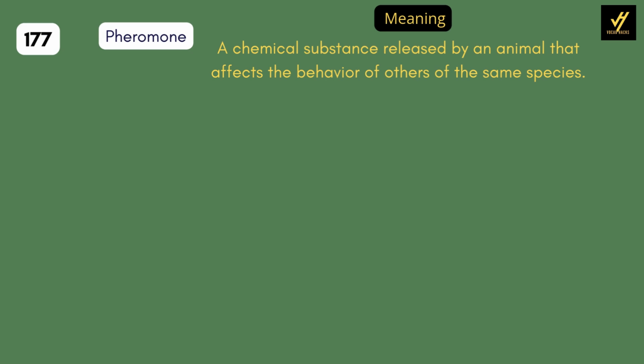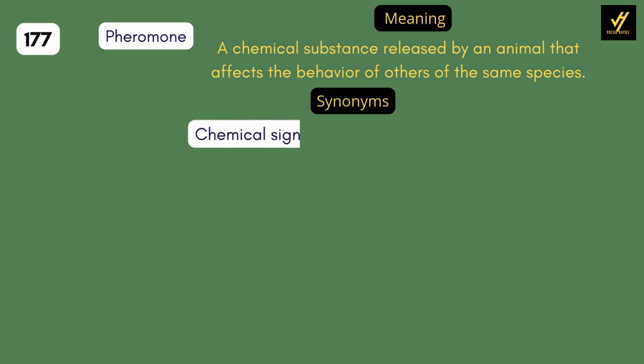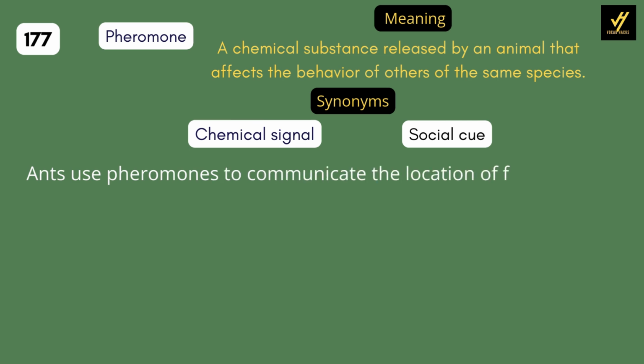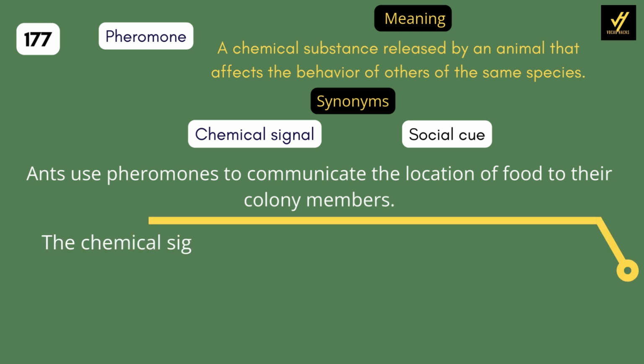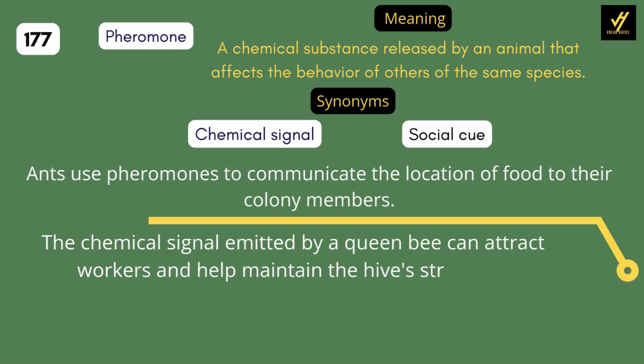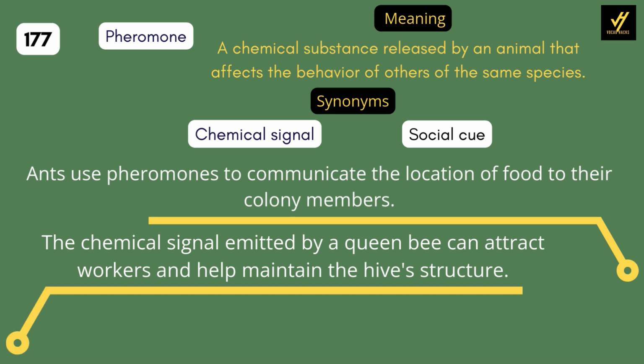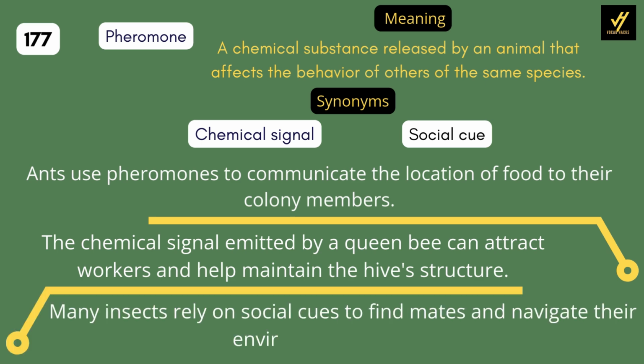Pheromone, a chemical substance released by an animal that affects the behavior of others of the same species. Chemical signal, social cue. Ants use pheromones to communicate the location of food to their colony members. The chemical signal emitted by a queen bee can attract workers and help maintain the hive structure. Many insects rely on social cues to find mates and navigate their environment effectively.